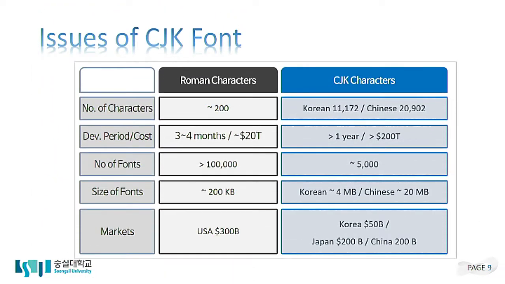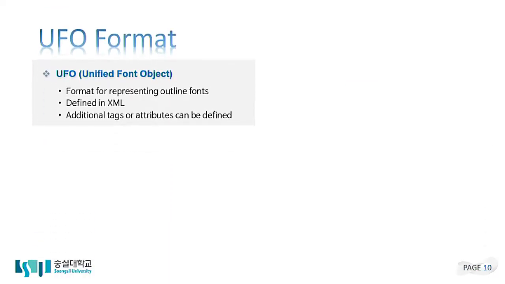I want to mention that Metafont is quite a good algorithmic font, but Western people, based on Roman characters, do not need to develop algorithmic fonts because it's easy to develop compared with CJK. Okay, I'll explain what UFO is.